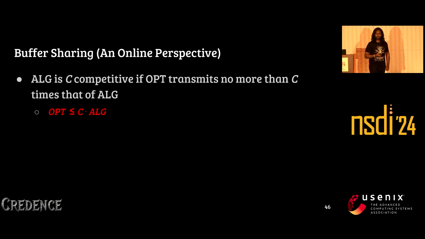To do this, we use the metric called competitive ratio. Essentially, an algorithm is C competitive if the optimal algorithm for this particular packet arrival sequence transmits no more than C times that of alg. Here, C would be the competitive ratio.